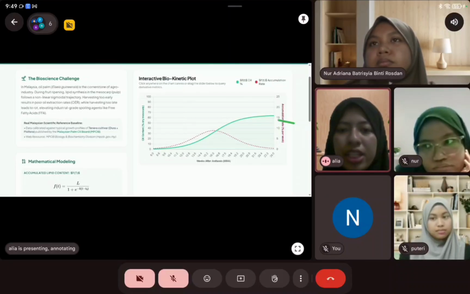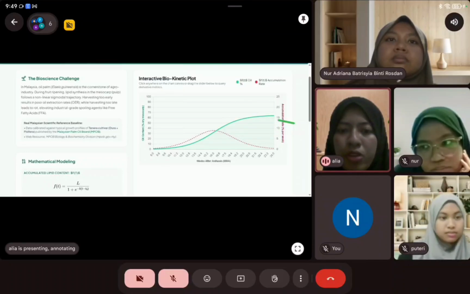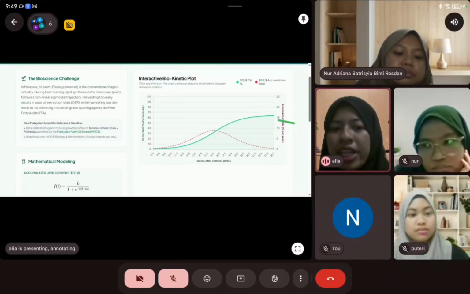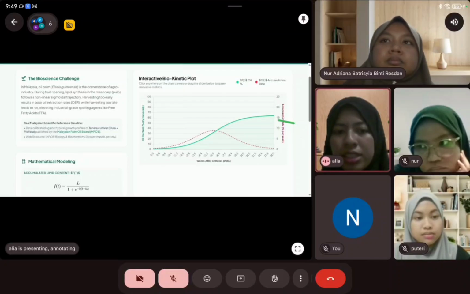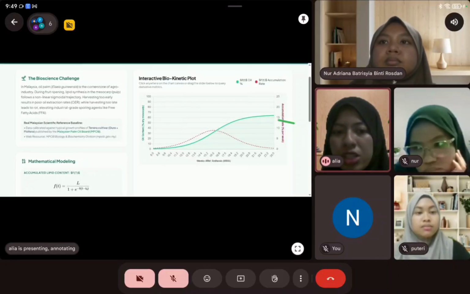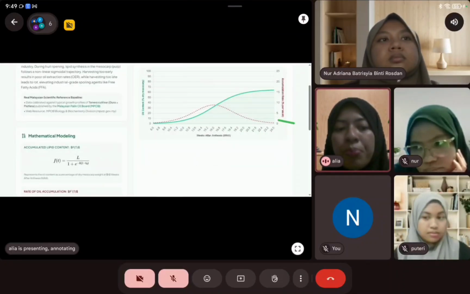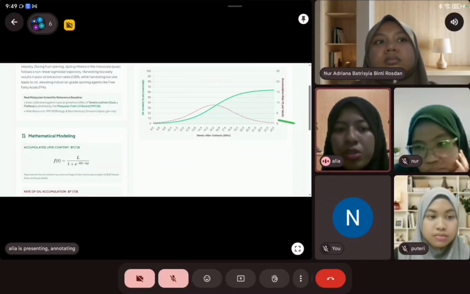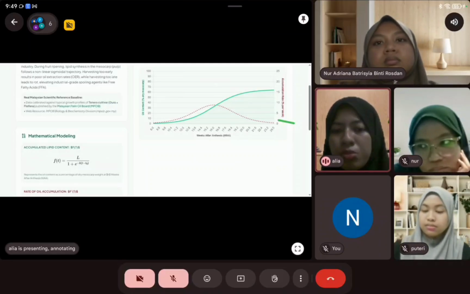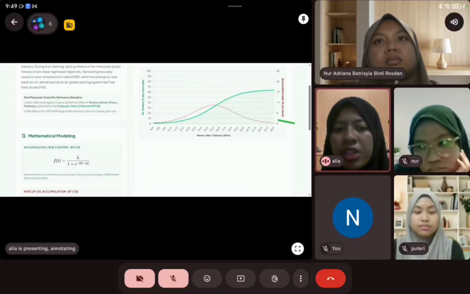As you can see, the green line represents the total lipid content, and the red line is the derivative. It tells us the speed of oil accumulation. Many think we should harvest at the peak of the red line, but our model shows that we should harvest when accumulation is fast, not when it's finished.